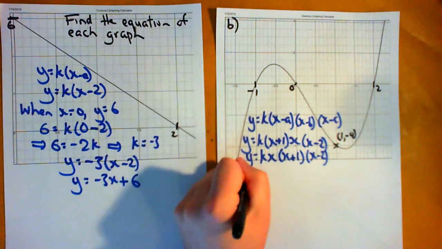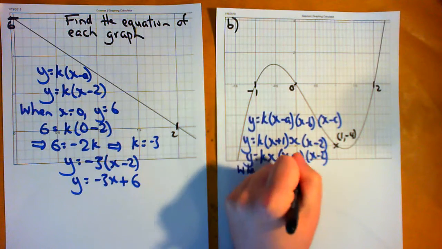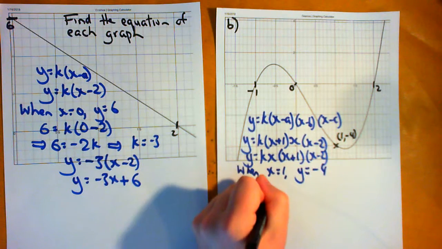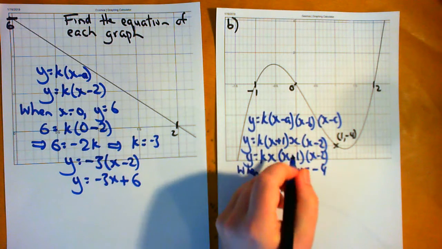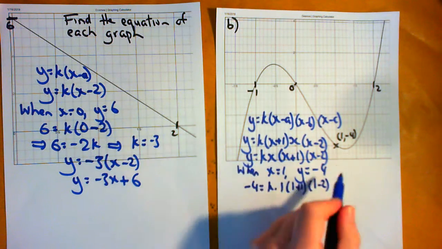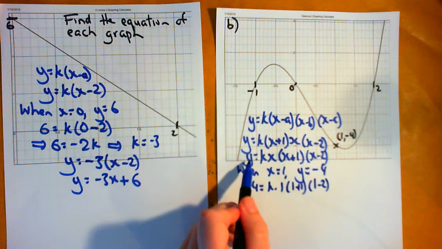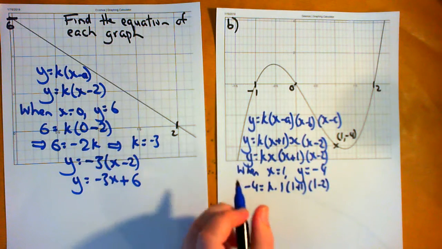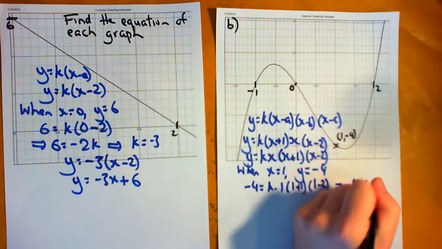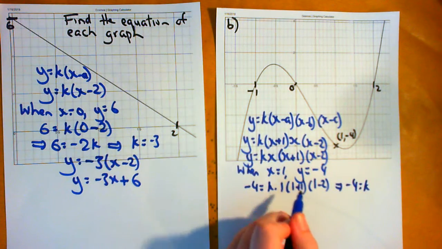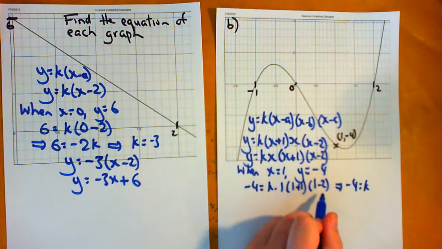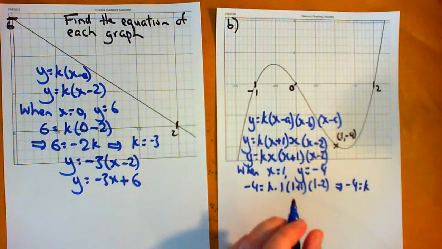So when x is 1, y equals negative 4. So we get negative 4 equals k times 1 plus 1 times 1 minus 2. So we just substituted y equals negative 4 and x equals 1. So therefore we get negative 4 equals k times, so we've got that bracket's 2. This bracket is negative 1. So we've got 1 times 2 times negative 1 is negative 2.